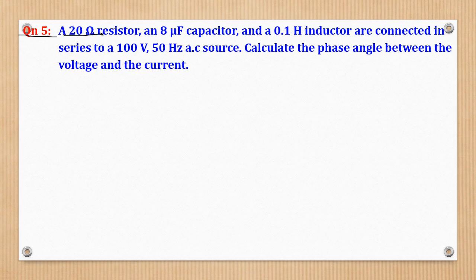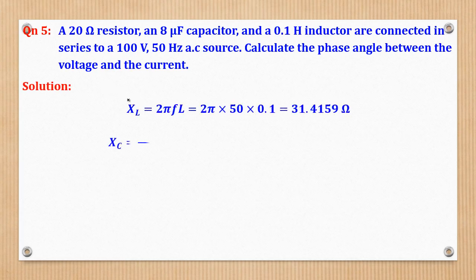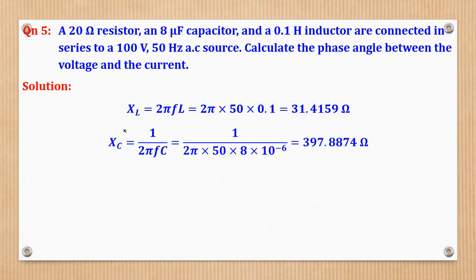Question 5. A 20 ohm resistor, an 8 microfarad capacitor, and a 0.1 Henry inductor are connected in series to a 100 volt 50 Hz AC source. Calculate the phase angle between the voltage and the current. So we say that XL is that, XC is that, then the phase angle can be got from tan theta equal to (XL minus XC) over R.